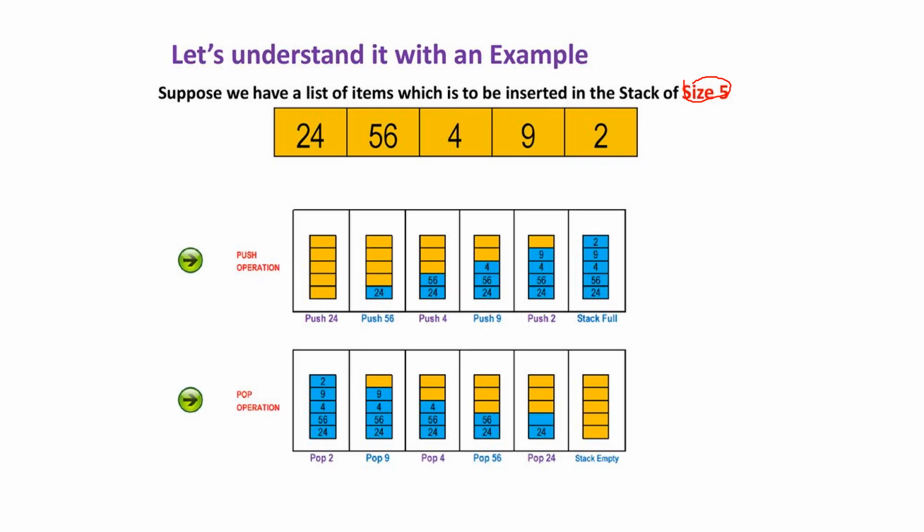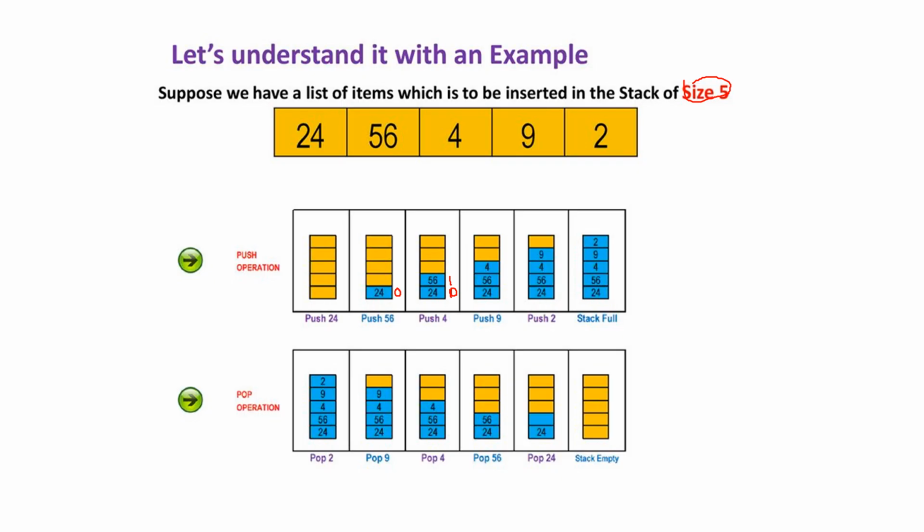Now let us perform the push operation one by one. First, push 24. As per the memory location, 24 is inserted at the 0th location, and the top of the stack is also pointing to the 0th location. Next we insert one more element: at the 0th location is 24 and at the 1st location is 56. Now top is pointing to 56.